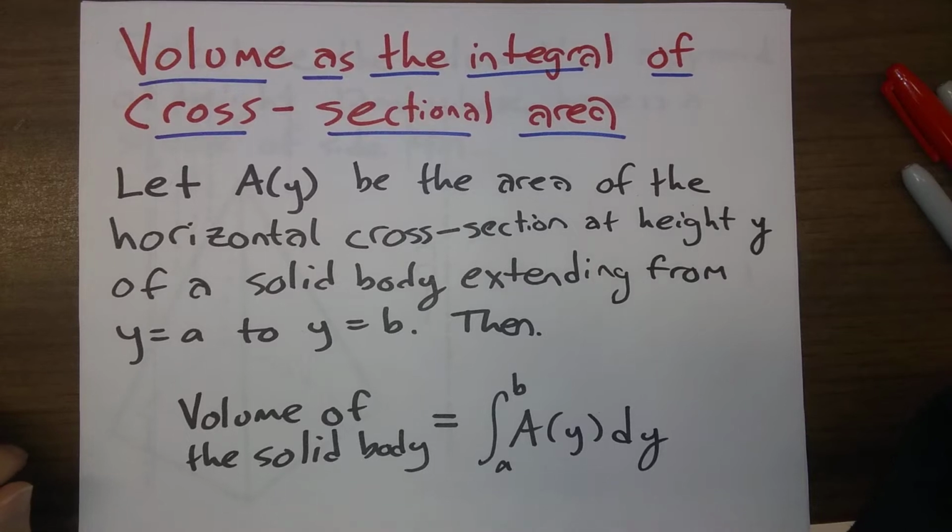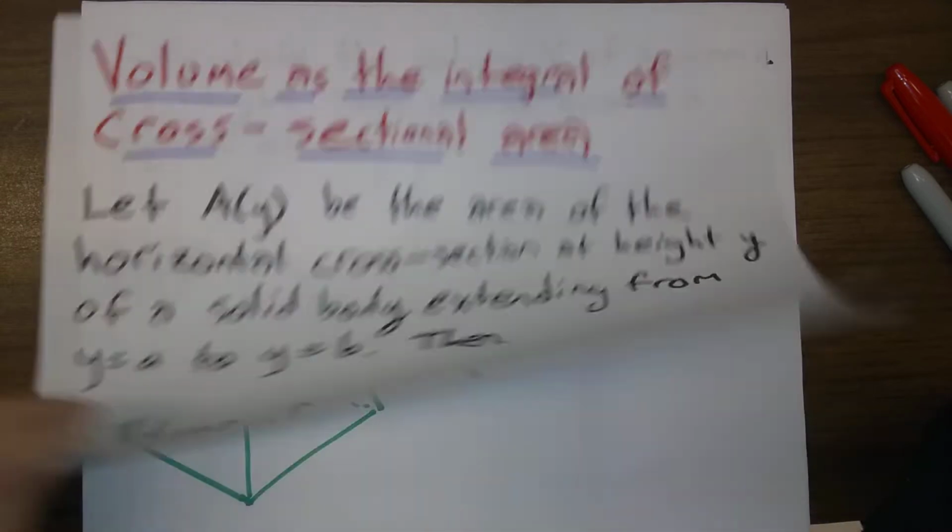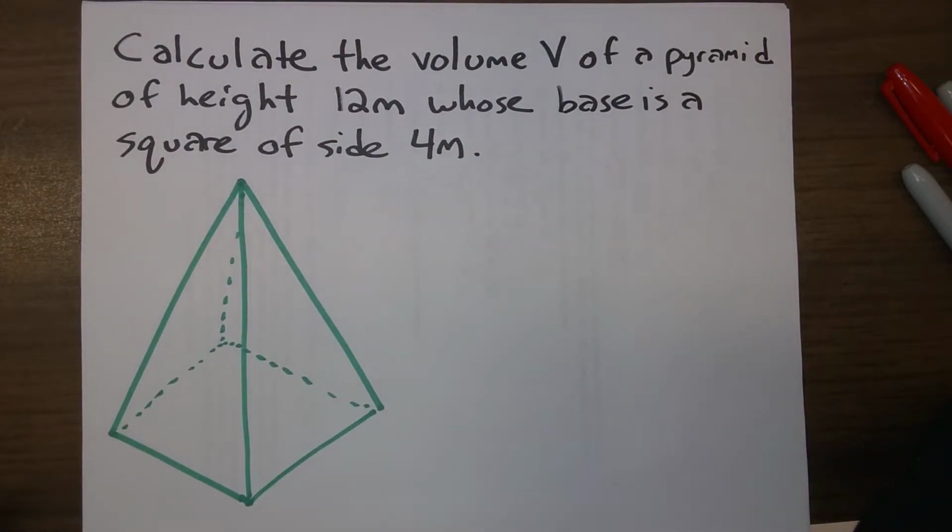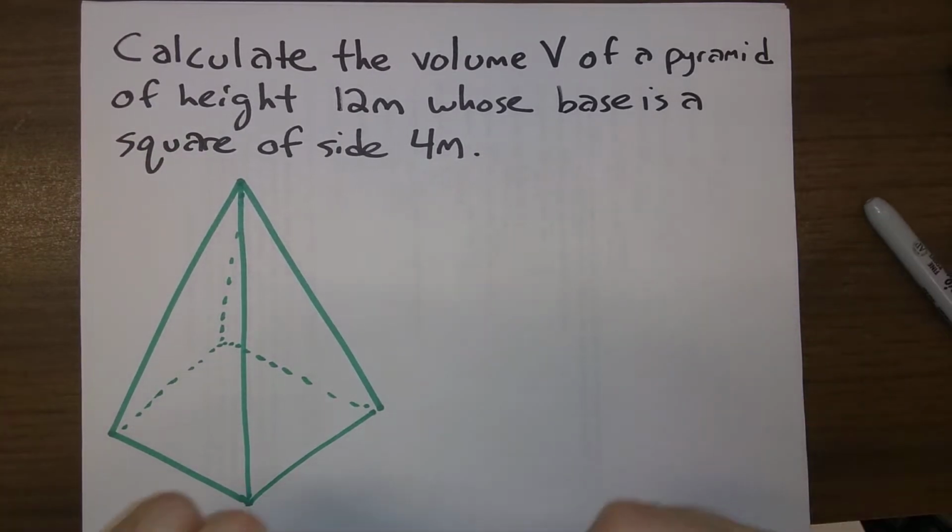The previous video was deriving this formula here for volume as the integral of cross-sectional area. Let's, in this video, do a classic example of finding cross-sectional area. Let's do calculating the volume of a pyramid of some given height and some given base. So what's going on here? Let's fill in some information.